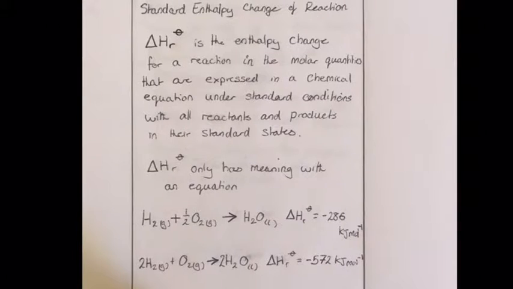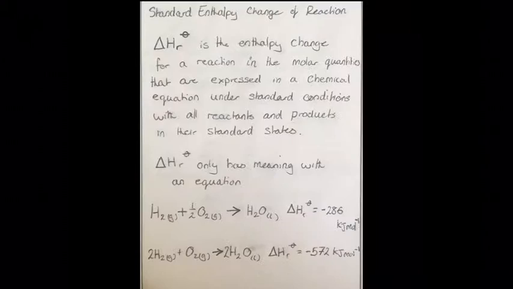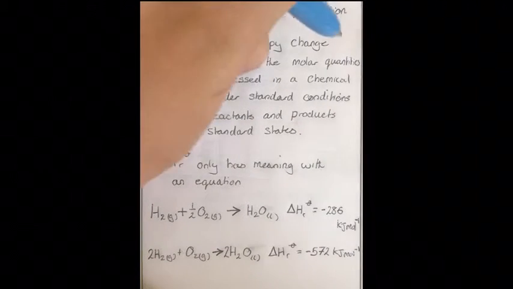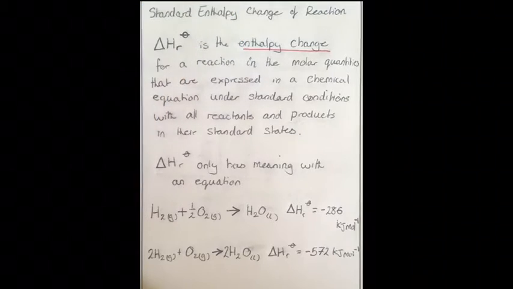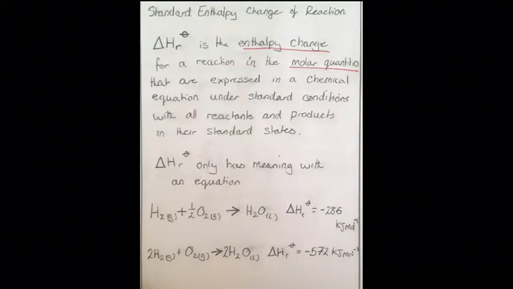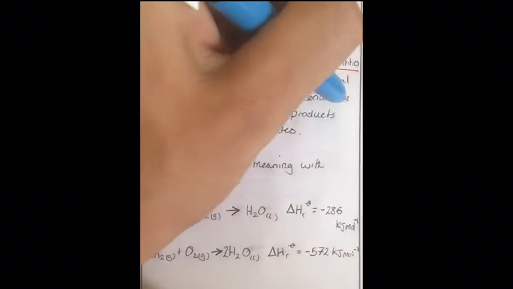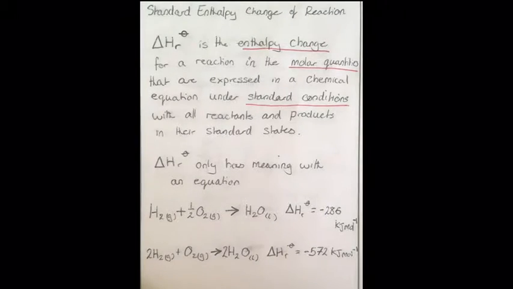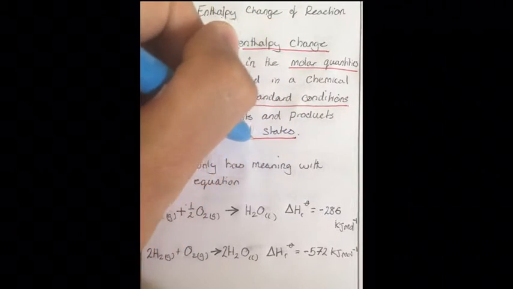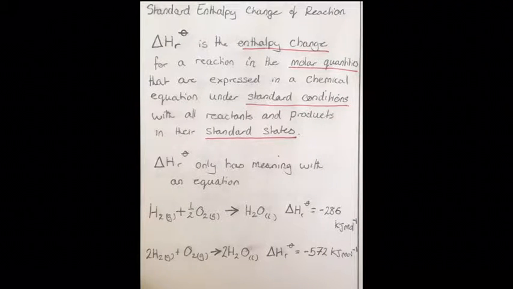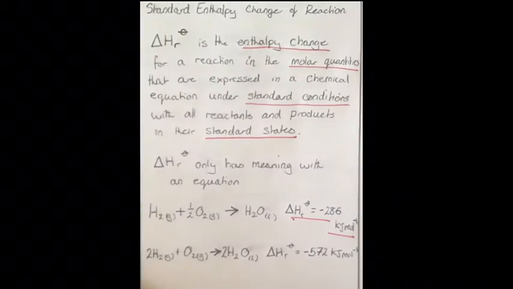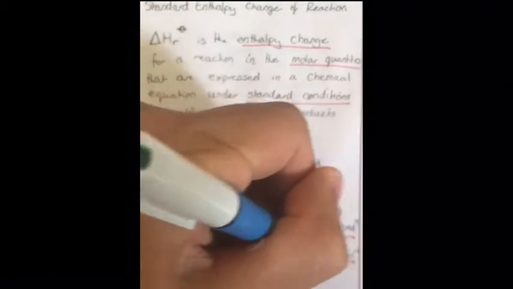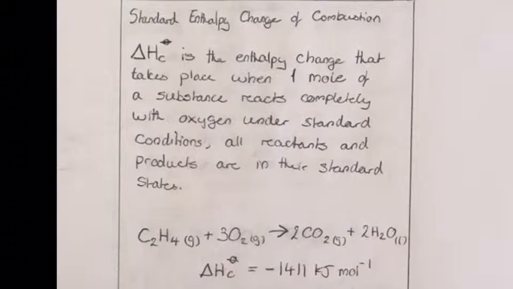The first standard enthalpy change you'll find yourself using a lot is the standard enthalpy change of reaction. This is the enthalpy change for a reaction which takes place with the molar quantities listed in the chemical equation. As always, it takes place under standard conditions and with all of the reactants and products in their standard states. The standard enthalpy change of reaction only has meaning with respect to an equation. As you can see below, the same reaction is taking place, but because the equation has been doubled, the enthalpy change must also double.